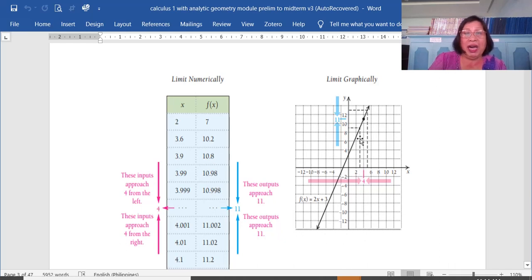So if x is 2, we have this value. The value of x is 2. We have the value is 7. Here, if this is 2, the value of y is 7.